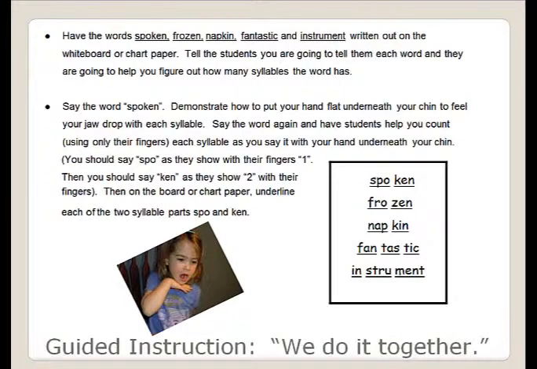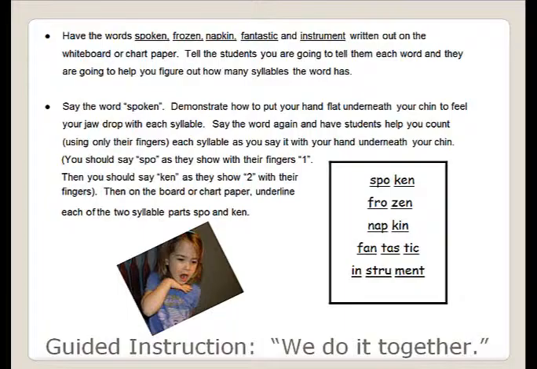In the guided instruction phase, the teacher scaffolds a learner with questions, prompts, and cues. Have the words spoken, frozen, napkin, fantastic, and instrument written out on the whiteboard or chart paper. Tell the students you are going to tell them each word, and they are going to help you figure out how many syllables the word has.